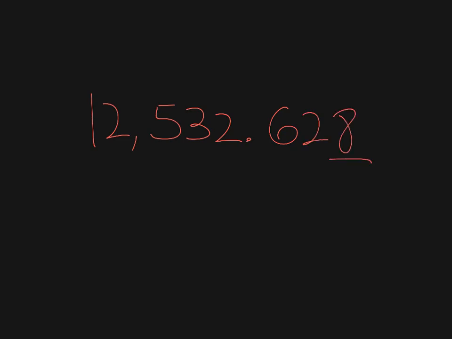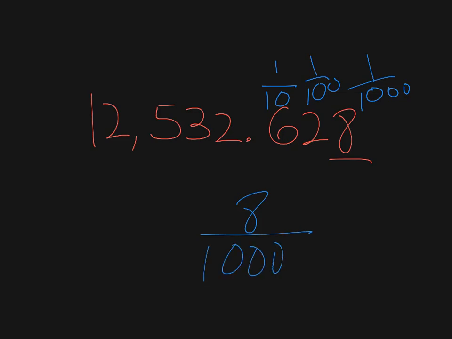Moving along, for the next one, the underlined digit is in the thousands place. So let's go and write this out. And then we have 628, and then this is underlined. This is the tenths, the first number after the decimal. Here is the hundredths, and this is going to be the thousandths, so it's worth 8 thousandths because it's in the thousandths place and it has a value of 8 thousandths.